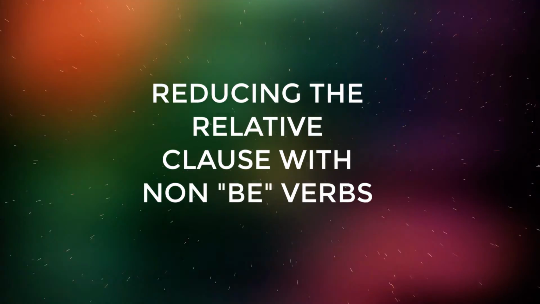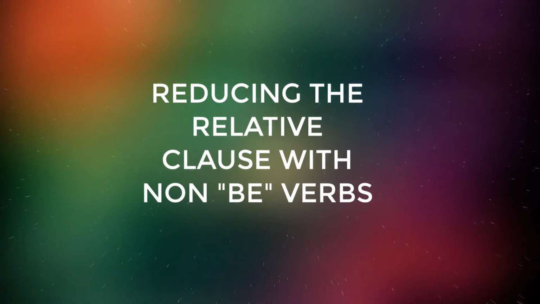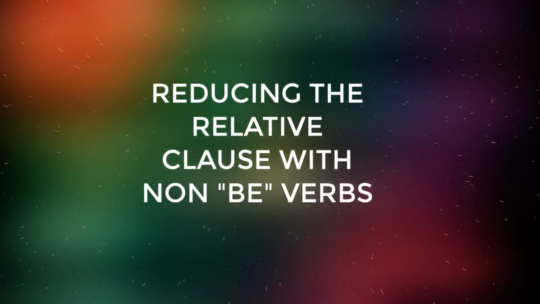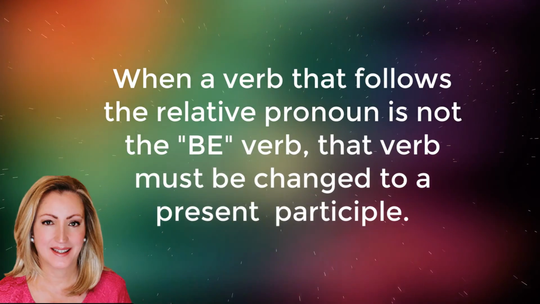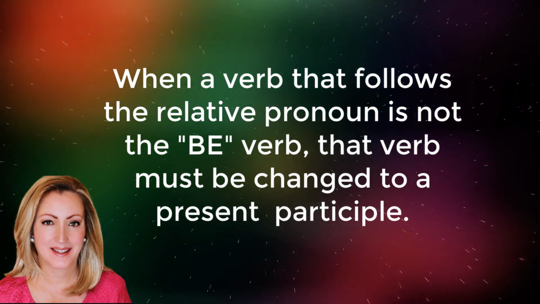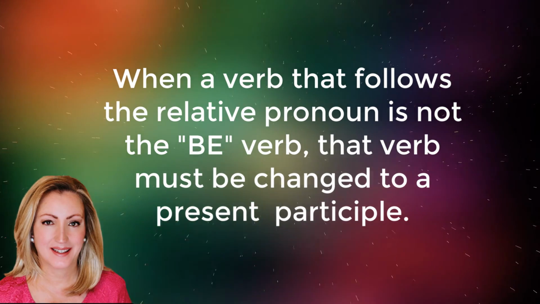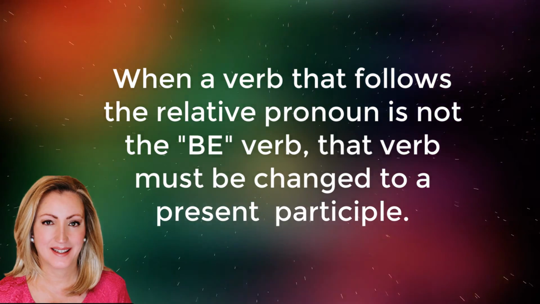In the previous lesson, you learned how to reduce the adjective clause with the be verb. Let's look at how to reduce with the non-be verbs. It is important to note that when the verb follows a relative pronoun and it is not the verb to be, a form of the be verb, it must be changed to a present participle.